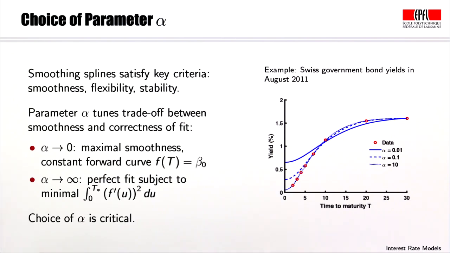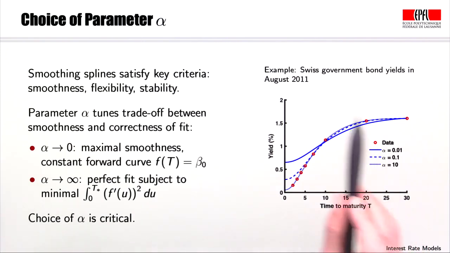When alpha tends to 0, in the limit we get a maximally smooth forward curve, namely a constant curve, taking value beta naught. On the other hand, when alpha tends to infinity, we obtain a perfect fit to the yields, subject to having a minimal metric for the smoothness of the forward curve.